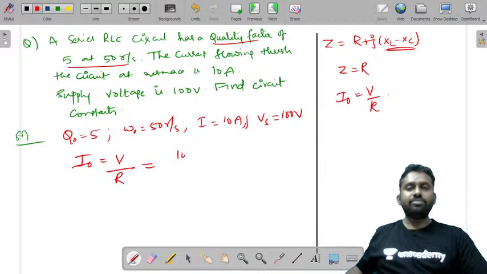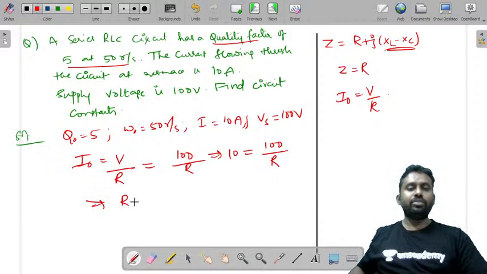So V by R, what is V? 100 by R. You do not know the R value, but you know the current. So 10 is equal to 100 by R. This will give you the value of R. R is equal to 100 by 10, so 10 ohms.